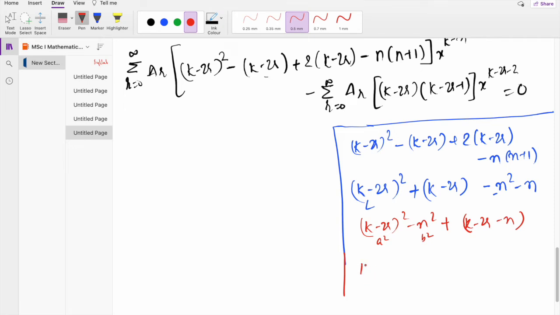Alright, so this will give me (k − 2r + n)(k − 2r − n). Good. Plus, if I rearrange, plus n minus n, if I change the order, nothing changes. Alright, plus (k − 2r − n).